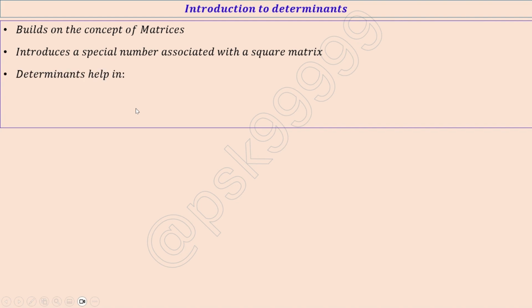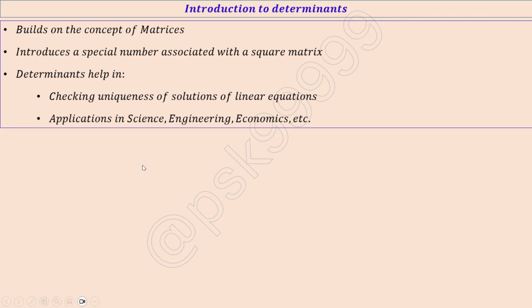It's a special number associated with a square matrix. And with this number, since it's called determinant, it determines something. One is checking the uniqueness and solutions of linear equations, and then also in some of the solutions like area of triangle and several more applications. It is useful in many ways.